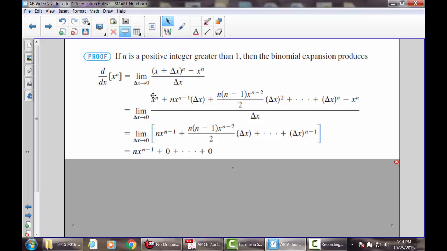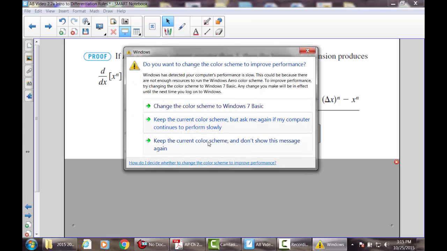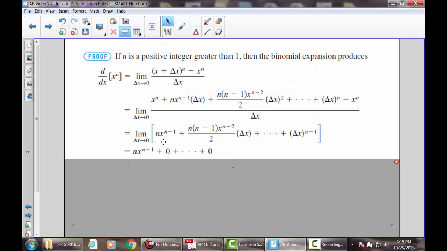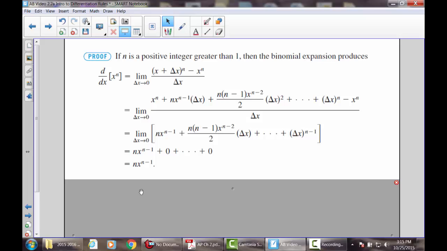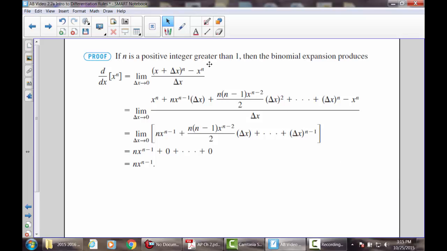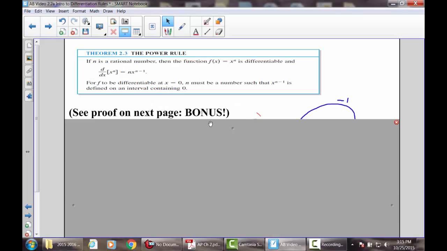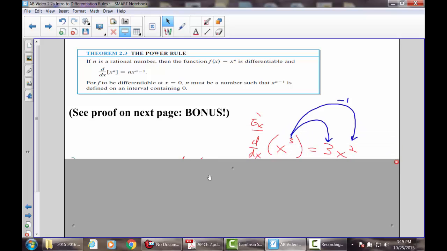They don't show you that step, but once the first and the last terms are gone, every other term has a delta x, which you factor out, which is why this is now just n x to the n minus 1. One of these delta x's is gone, and etc. One of these is gone, and so is the denominator. You now replace all the delta x's by 0. All these terms will disappear, and therefore you'll simply be left with n times x to the n minus 1. So that's the proof. But it's much easier to use it than to prove it.